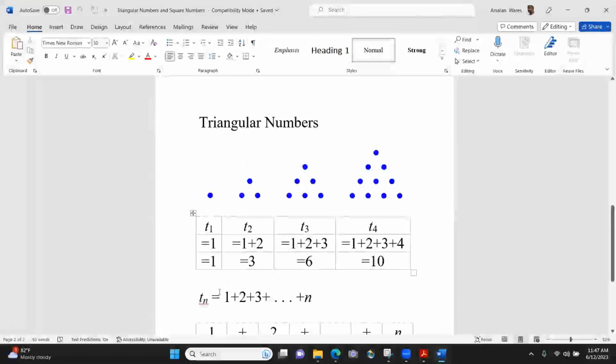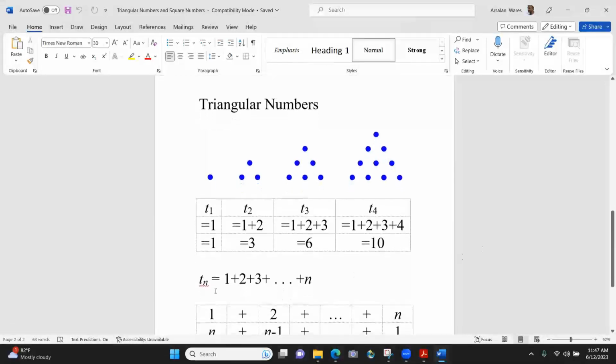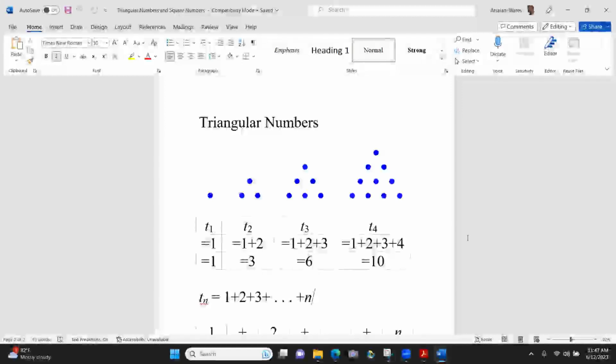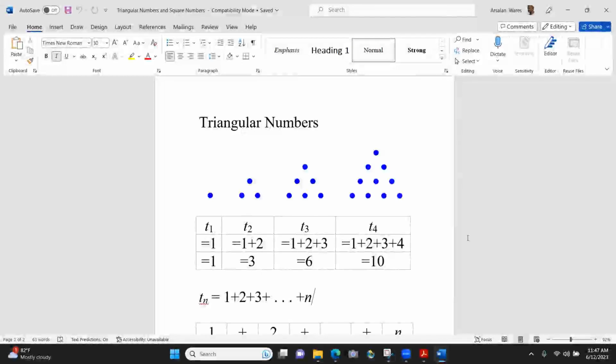So if I want you to find the 100th triangular number, you would say 1 plus 2 plus 3 plus 4, all the way up to 100. So let's find the 100th triangular number. Again, this is something you want to understand, how triangular numbers are defined. When you arrange them as if they're dots, you should be able to form a triangle. T1 is 1, T2 is 1 plus 2 or 3, T3 is 1 plus 2 plus 3 or 6, T4 is 1 plus 2 plus 3 plus 4 or 10.